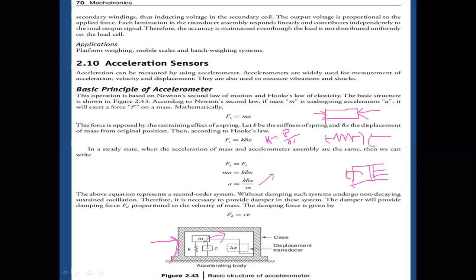The amount of deflection or deviation is directly proportional to the amount of force applied here. After the application of load, the mass has some displacement, which is measured by this displacement transducer. While considering the damping force also, the damping force equals C into V, where C is the damping coefficient and V is the velocity.